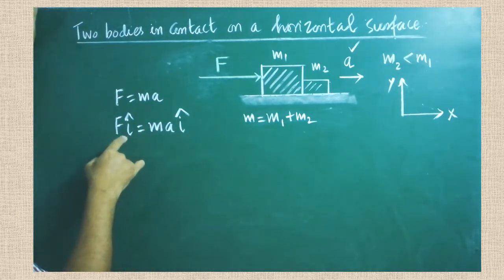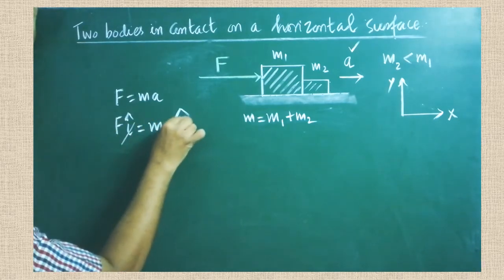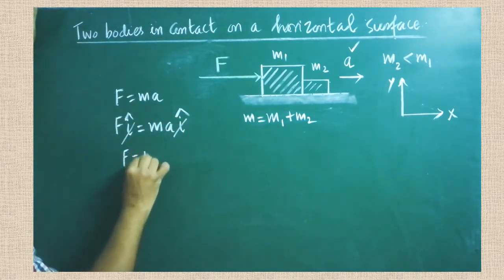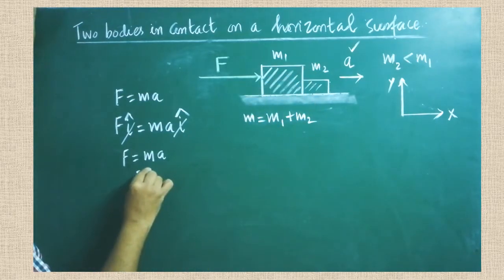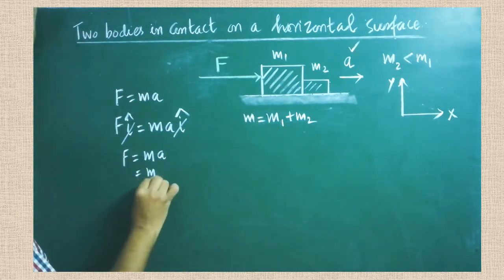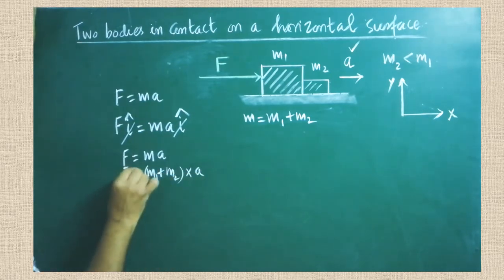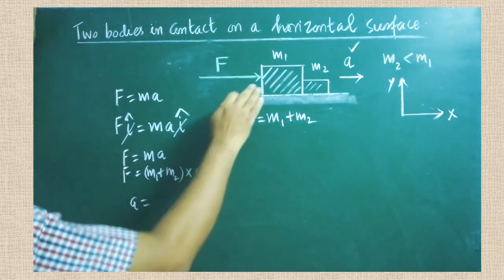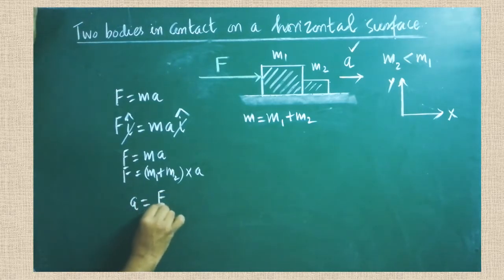Here both i cap can be removed. We have to see the components of the unit vector i cap. Here this is the component of i cap, here this is the component of the i cap. Both i cap can be removed, so finally you are getting m into a. Are you clear? So what will be the total combined acceleration of both? For that we substitute the mass m1 plus m2, into a, which is equal to F. Therefore the acceleration of the system can be written as a is equal to F divided by m1 plus m2.